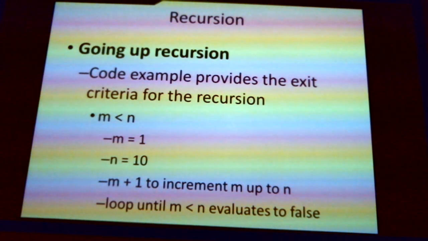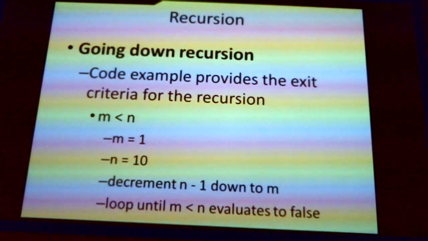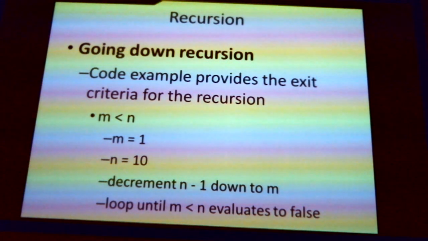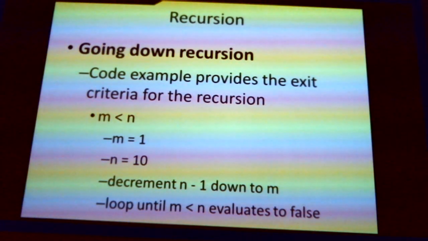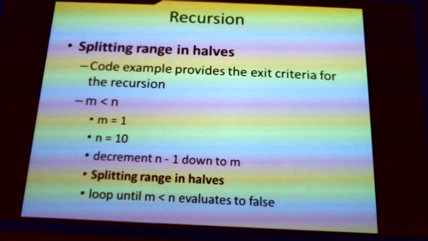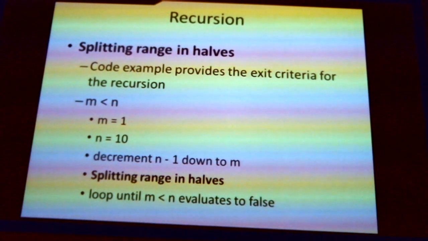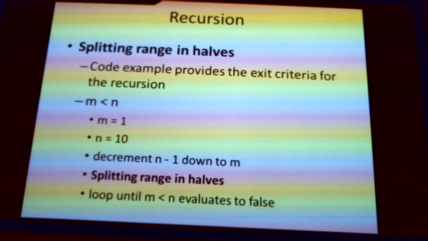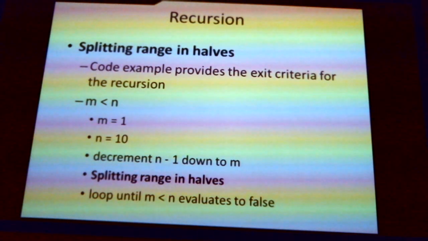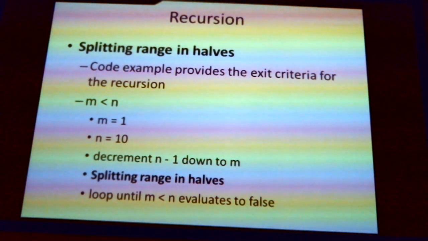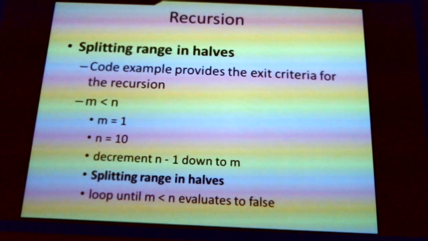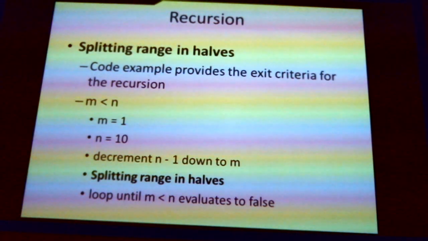So the going up just starts with a small value and the increment. The going down starts at the high value and the decrement. And then you can split a range in half, so that only half of the function calls are on one side of the range and the other half on the other.